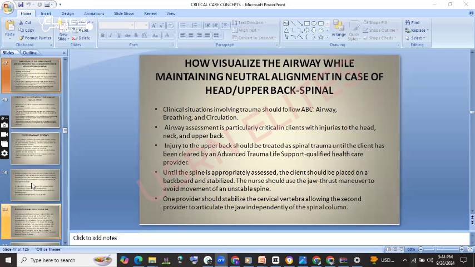So what we said is that when you have a spinal injury or upper back injury, you should do the jaw thrust instead of head tilt and the rest.